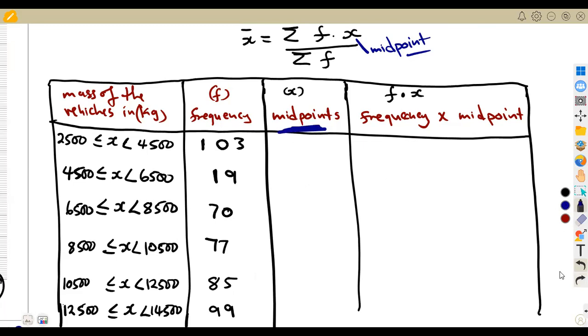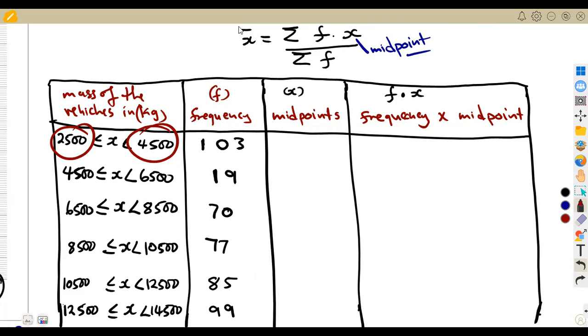So like I said, midpoints: you add what is on the lower and what is on the upper, and you divide by 2. So it's simple like that. Let's see, I'm just going to show you one or two, then the rest I'm just going to write the answers. Let me just show you the part of the calculator.